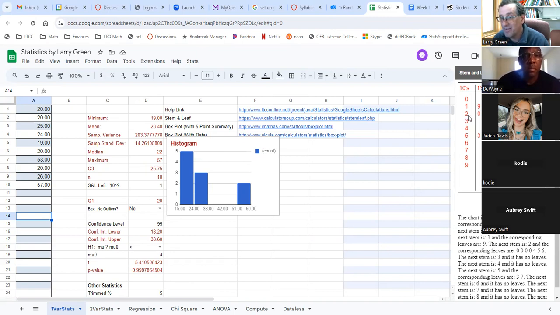This 2 is a 10-digit. These zeros are the 1-digit answers. We have a 24-year-old, a 25-year-old, a 26-year-old, a 53-year-old, and a 57-year-old. Do you see how to read this? And this gives you a way of showing it pictorially without losing any data values. And this is called a stem and leaf diagram. Any questions on that?